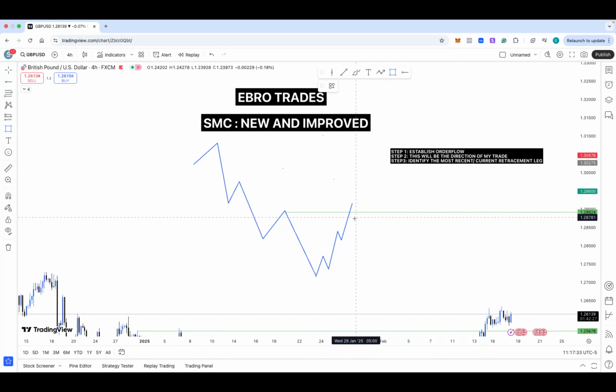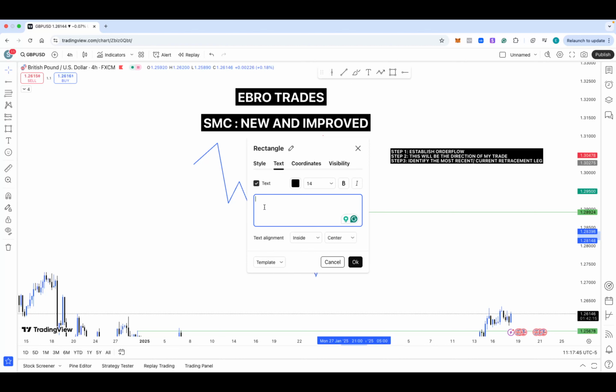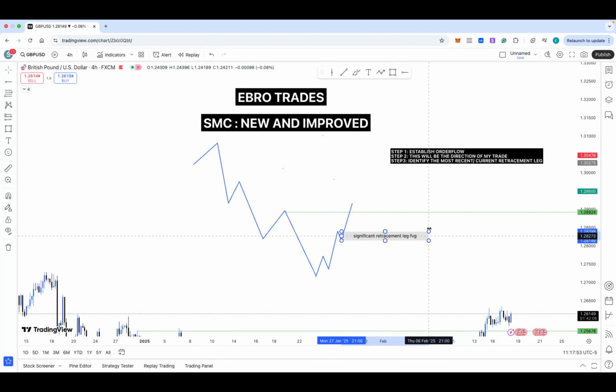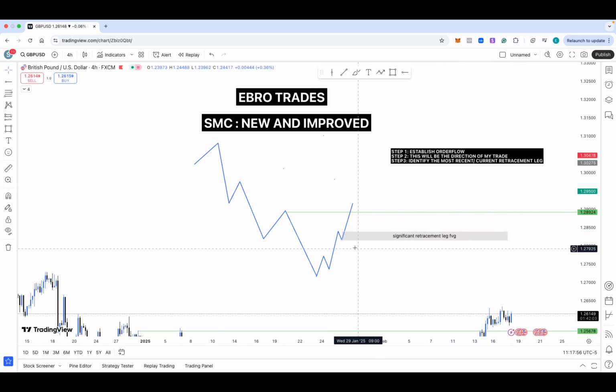So let's say there's a fair value gap over here, and it's a significant one. We'll call it the significant retracement leg fair value gap. What we're going to do is wait for the retracement leg to end. So it swept this liquidity over here, and our price is going to continue to trend downwards. This was the retracement. We're now going to go into the expansionary phase, whereby it continues to be bearish. So price is going to do this. It's going to come down, right?